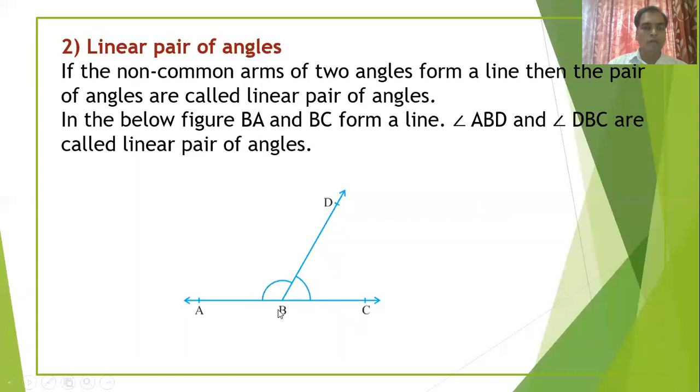We can see here in the diagram that ray BA and BC are forming a line. And since they are forming a line, therefore, these two angles, angle ABD and angle DBC, are a linear pair of angles.